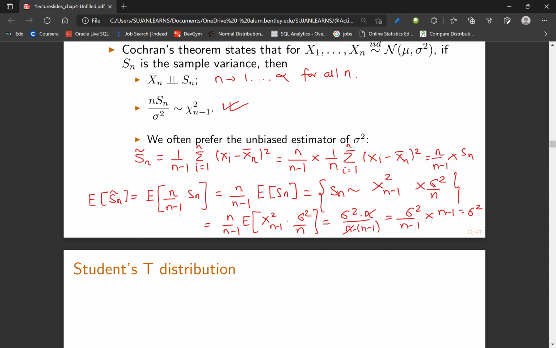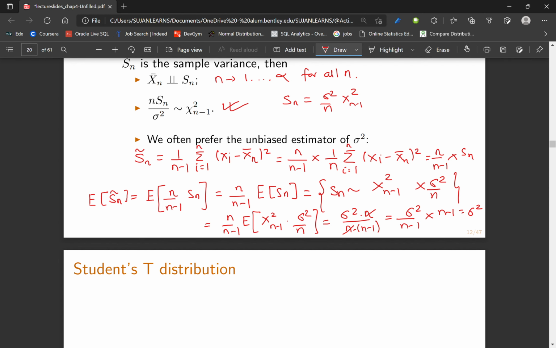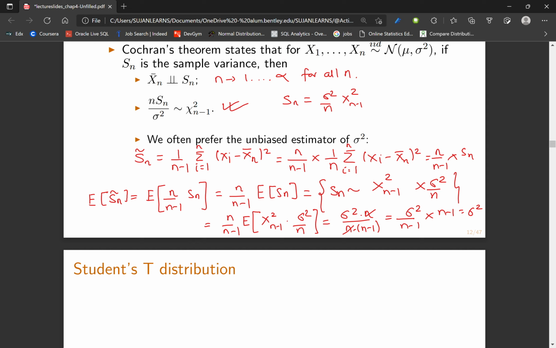Furthermore, what if you want to know the expectation of just Sn? Not the expectation of the unbiased sample variance, but the expectation of just Sn. How do you do that? We can do that by taking Sn equal to sigma square over n times chi-square with n minus 1 degrees of freedom, and we'll take the expectation of this.